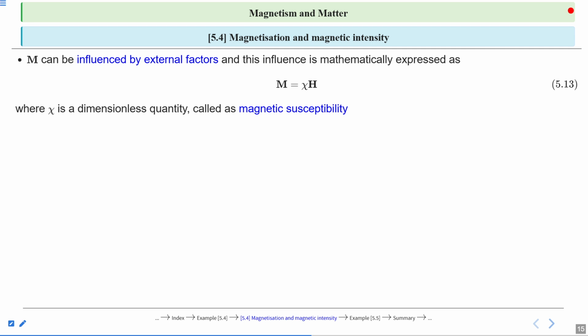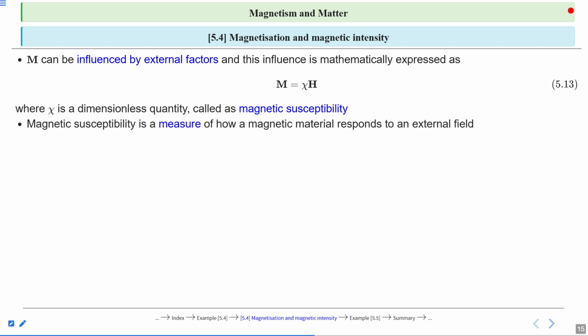You have also studied in electrostatics chi E, the electrostatic susceptibility, in dielectric polarization. Now here chi is the magnetic susceptibility. So what is magnetic susceptibility? It is a measure of how a material responds to an external field. So how does the material that we are inserting in the core of a solenoid respond to the external field?